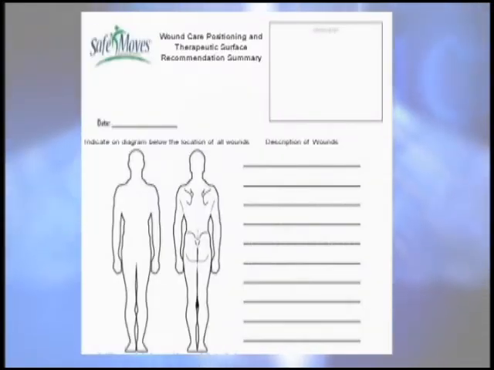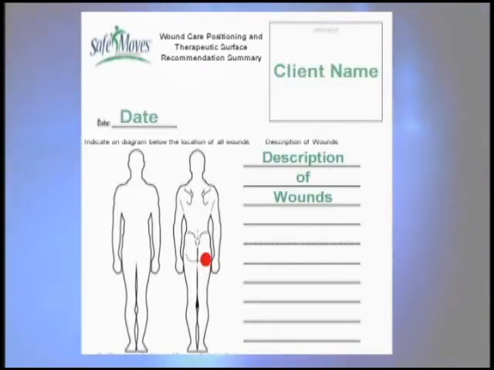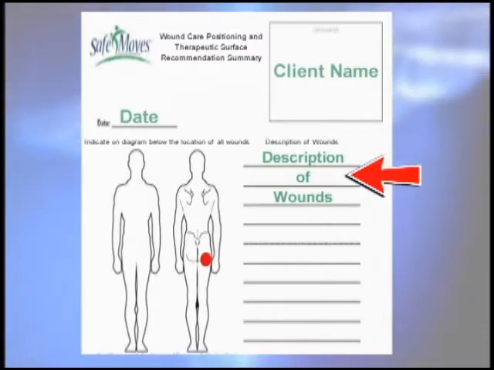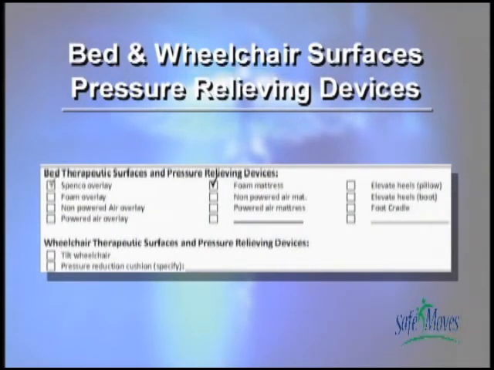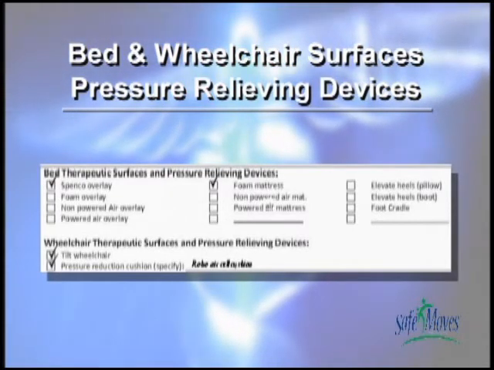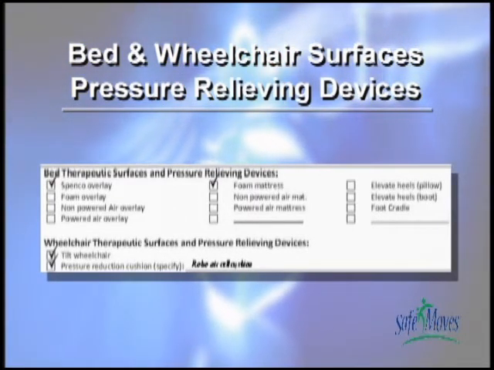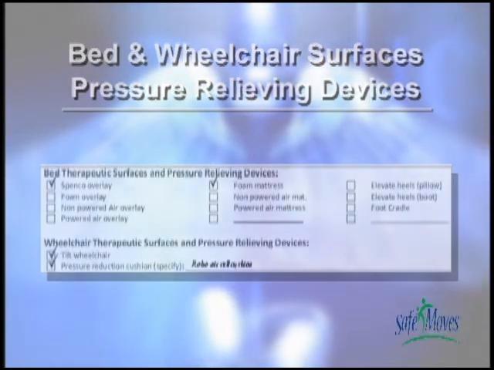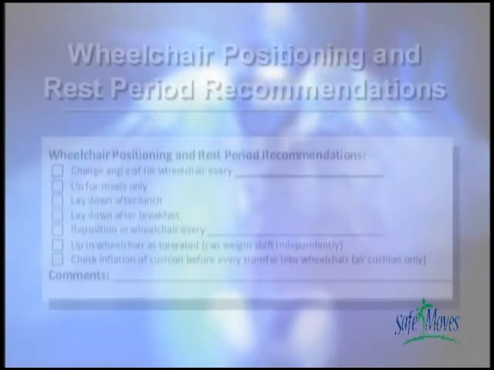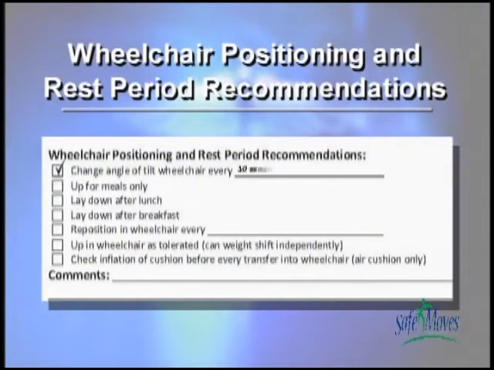On the upper half of page 1, after filling in the client's name and date, draw the location of existing wounds and describe them in the column to the right. Proceed to the next section and check the boxes to indicate the bed and wheelchair surfaces and pressure relieving devices. Note any deficiencies in surface support and make recommendations accordingly at the end of the summary. Proceed to the next section and indicate wheelchair positioning and rest period recommendations.